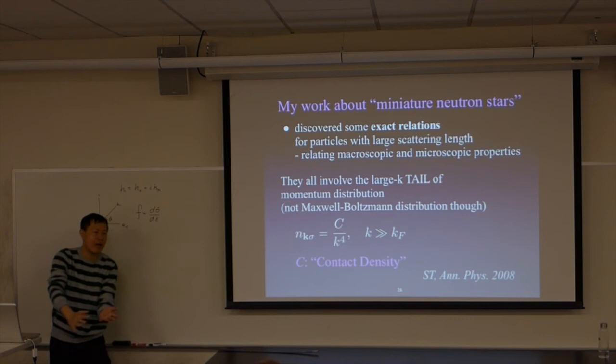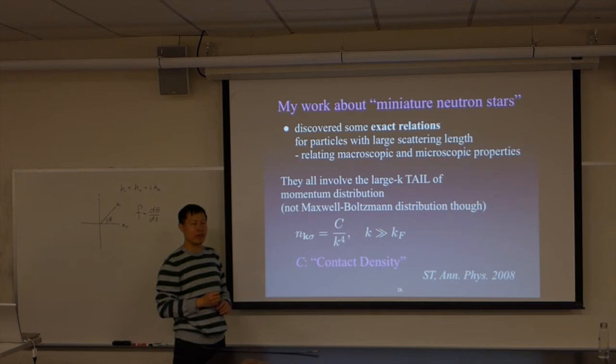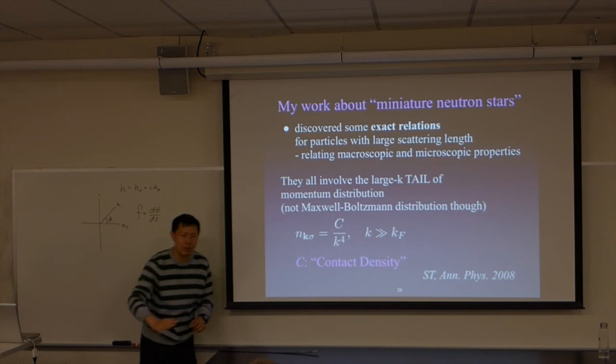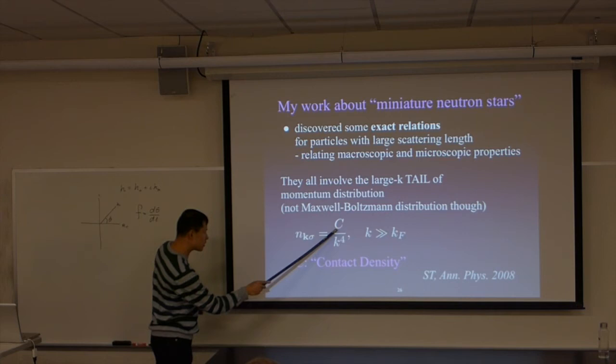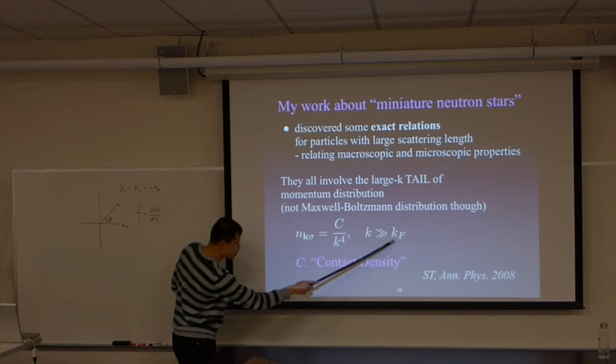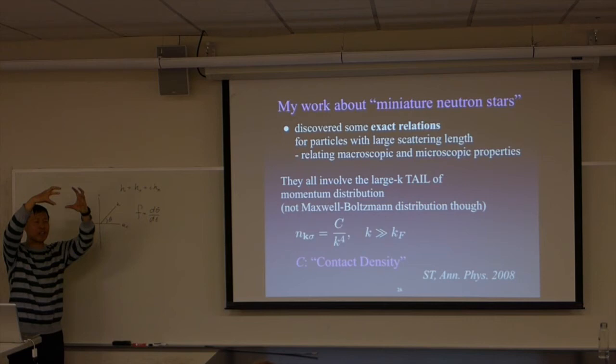But for the cold atoms with the large scattering length, because of the interaction, the velocity distribution does not fall off like an exponential, but rather it falls off like a power law. It falls off much more slowly at large velocities. It falls off like 1 over k to the fourth power, where k is proportional to the velocity, and the coefficient is now known as the contact density. This formula is valid if k is large compared to the so-called Fermi wave number. The Fermi wave number is the radius of a sphere in the momentum space. For fermions at zero temperature, the velocity distribution becomes a sharply defined sphere.